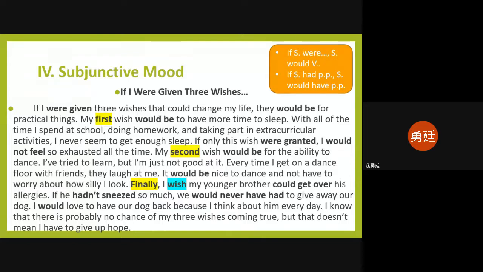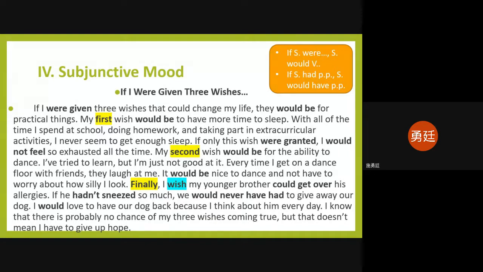Next, it's contrary to present fact again: If only this wish were granted, I would not feel exhausted all the time. So it goes to the subjunctive here. So probably I can give you a question like this one here. Is he exhausted now? If yes, please type 1. If no, please type 2. Yeah, it should be yes, right? So if only this wish were granted, I would not feel so exhausted all the time, which means, in other words, he is exhausted all the time.